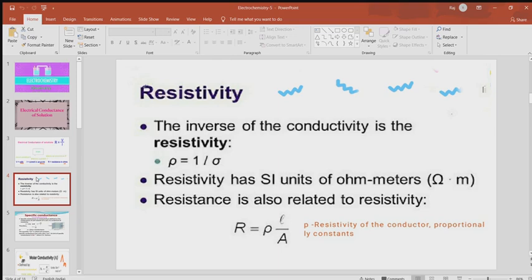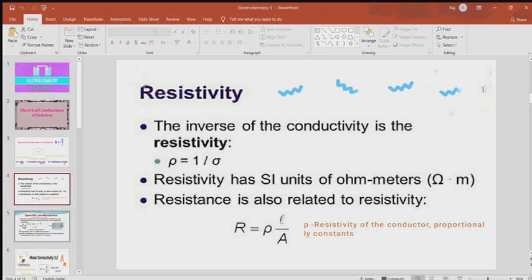The electrical resistance of a conductor is proportional to its length L and inversely proportional to its cross-sectional area A. So the resistance is also related to resistivity. R is proportional to L upon A, therefore R is equal to rho into L upon A. Rho means the resistivity of the conductor, also called the proportionality constant. L means length and A is the cross-sectional area.